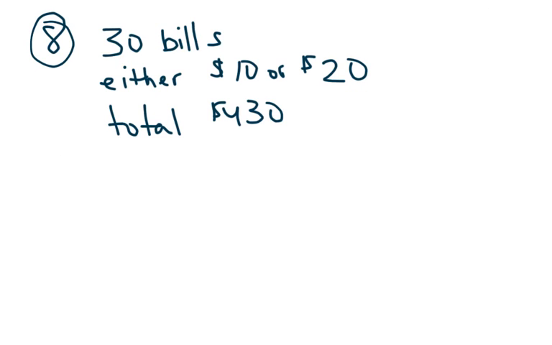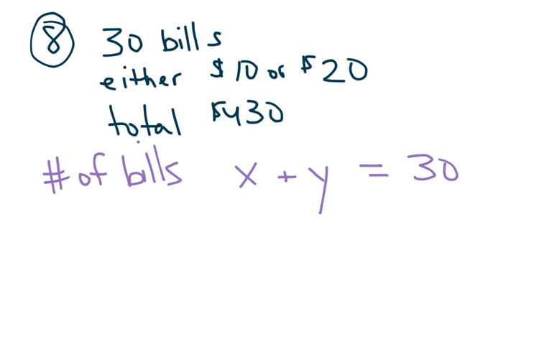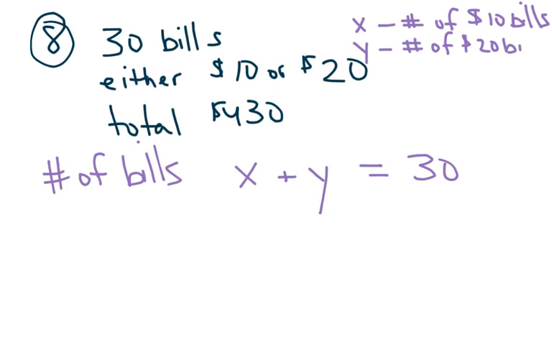Number 8, a parent has 30 bills that are either $10 or $20. The total was $430. How many of each bill are there? In order to solve this, we're going to set up a system of equations. The first equation that we're going to write is for the total number of bills. I know that there are $10 bills and $20 bills, and when I add them together, there are 30 total bills. So X is going to be the number of $10 bills. And we're going to call Y the number of $20 bills.